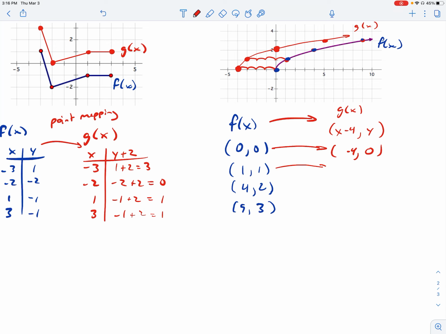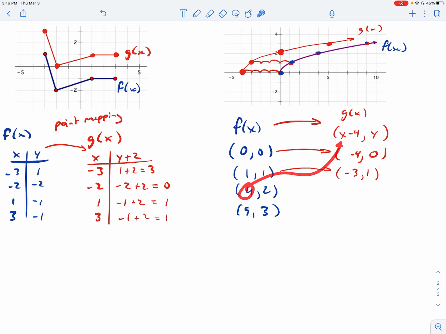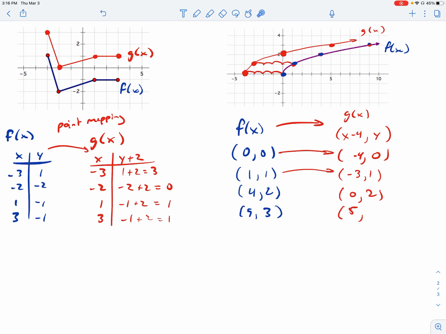Okay, let's plug this next one in. We're going to plug 1 in for x. We have 1 minus 4, that's negative 3. Plug in our y value, negative 3, 1. Let's do it again. Take 4, plug it in for x. We're going to have 4 minus 4, that gives us 0. Take 2, plug it in for y, and we just have 2. Take 9, that's our x value, plug it in here. 9 minus 4 is 5. Take 3, plug it in for y, and we get 3 here. Let's write that in.